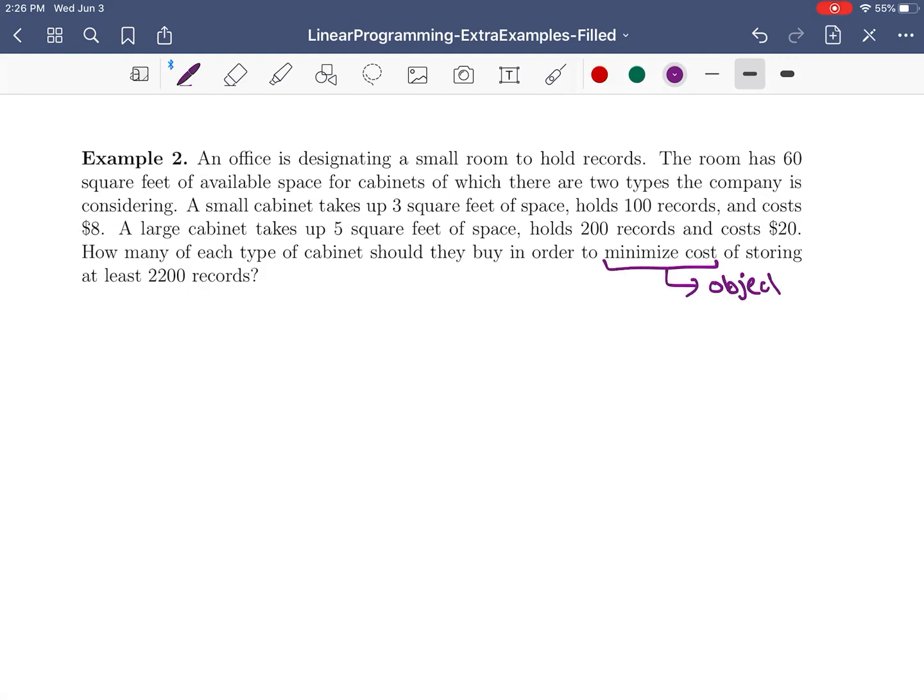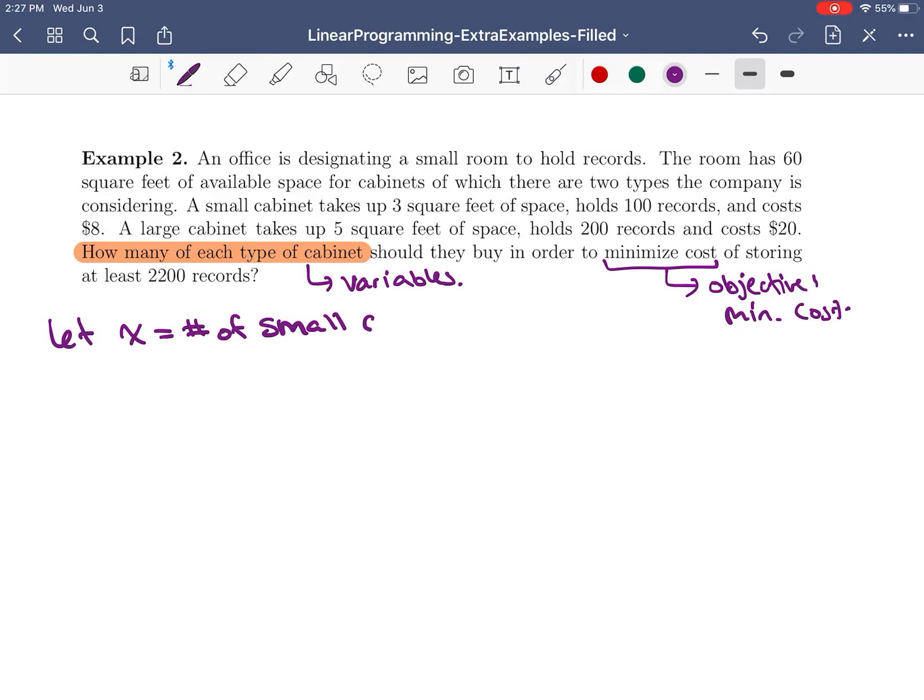This is telling us that our objective is to minimize the cost, and we want to know how many of each type of cabinet. So these are probably our variables. Let's define our variables. I'm going to let x be the number of small cabinets that they purchase, and y can be the number of large cabinets.